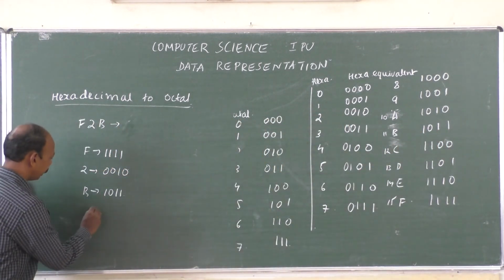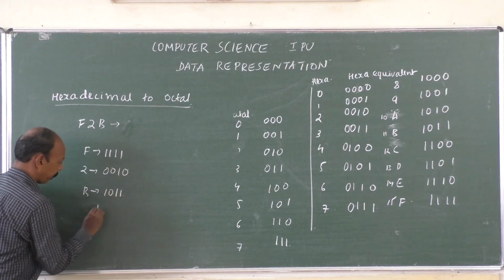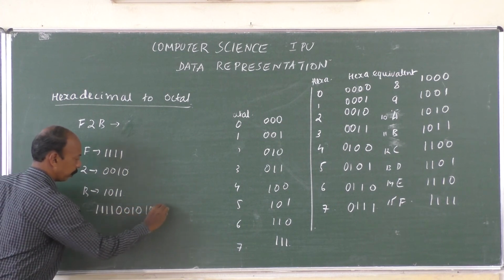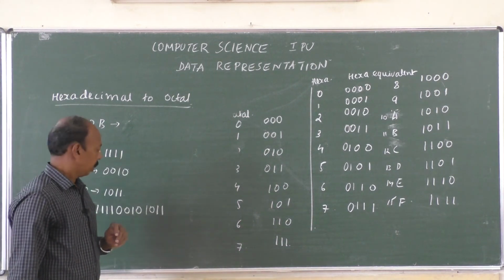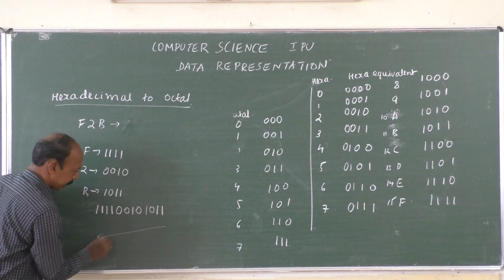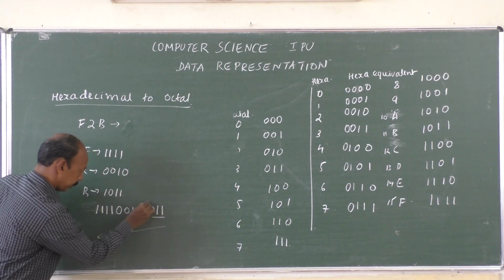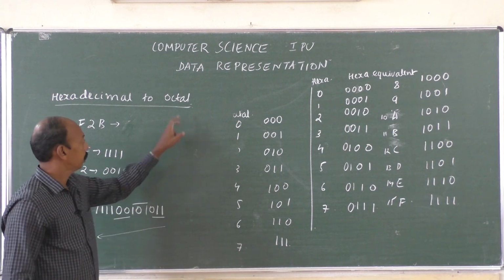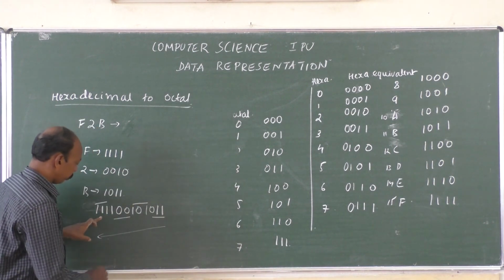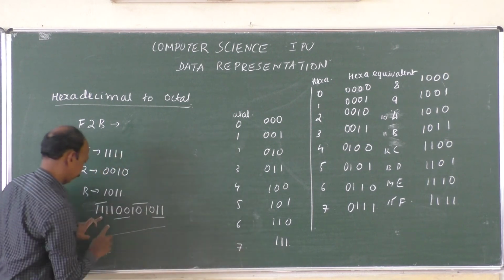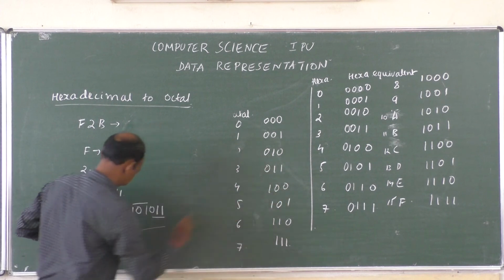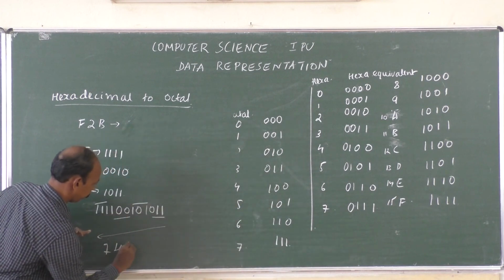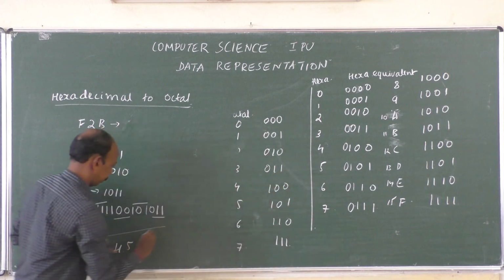Right? Group them. Write it together. 1, 1, 1, 1, 0, 0, 1, 0, 1, 0, 1, 1. Group them into groups of 3 in this direction. First group, second group, third group, and fourth group. Because we want to convert to octal. 1, 1, 1 we know it is 7. 1, 0, 0 is 4. 1, 0, 1 is 5. 0, 1, 1 is 3.